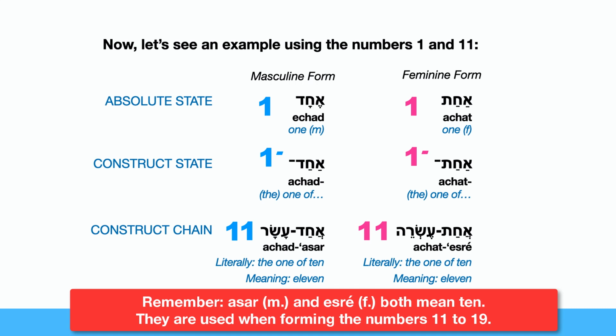Now, moving forward, please remember that asar in the masculine and esre in the feminine both mean 10, and in Hebrew they are specifically used to mean 10 when forming the numbers 11 to 19. The standard word for 10 is eser. But when we are forming the numbers 11 to 19, we use asar for the masculine and esre for the feminine in these construct chains.